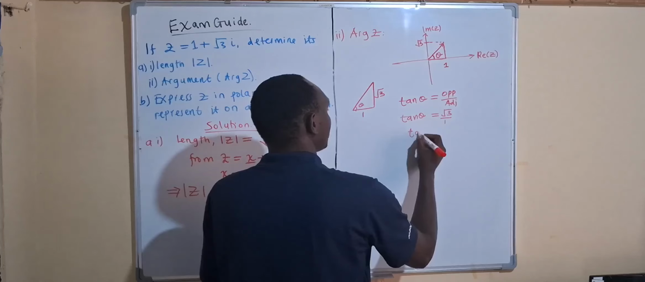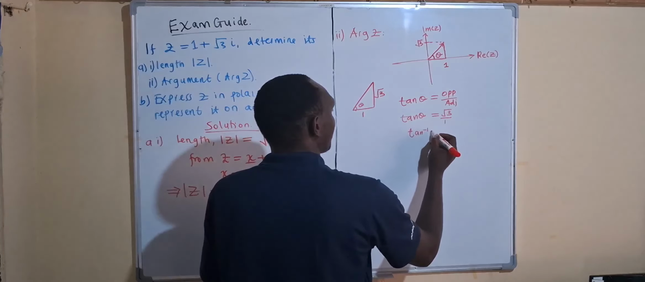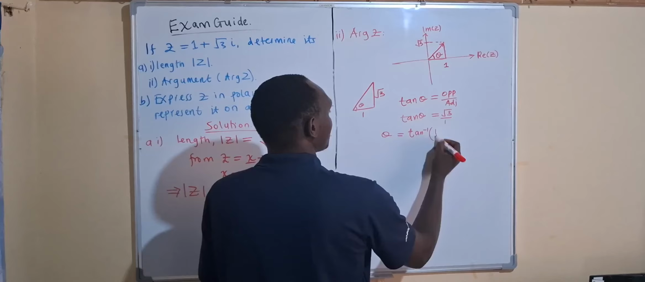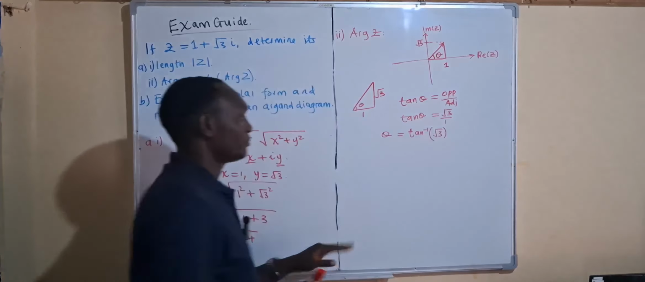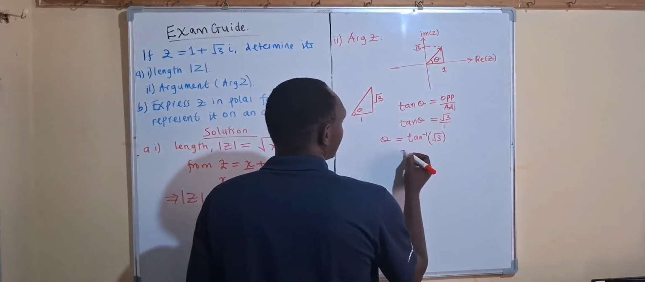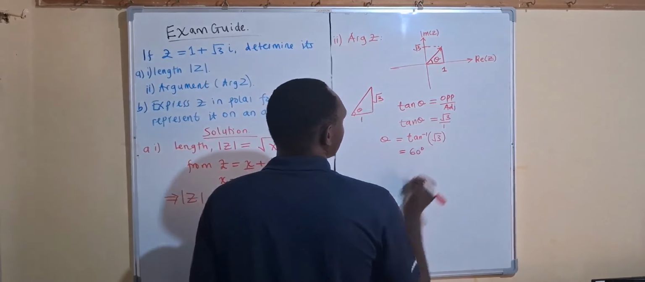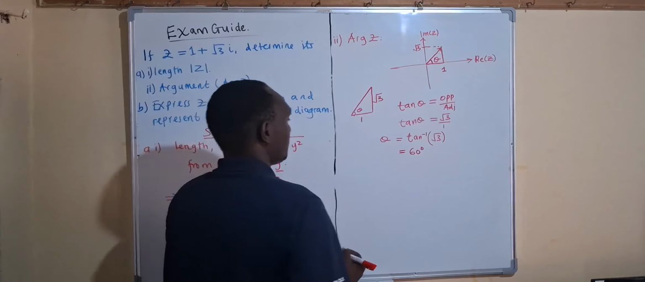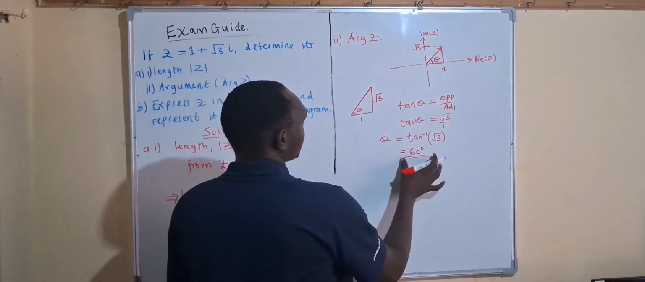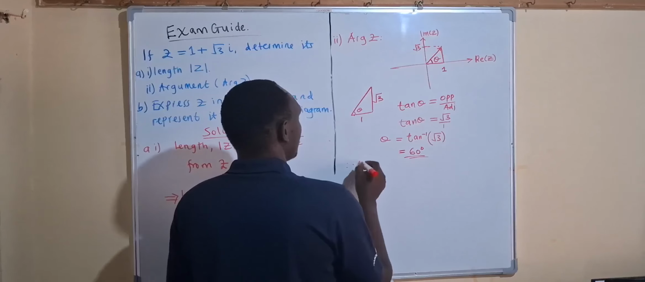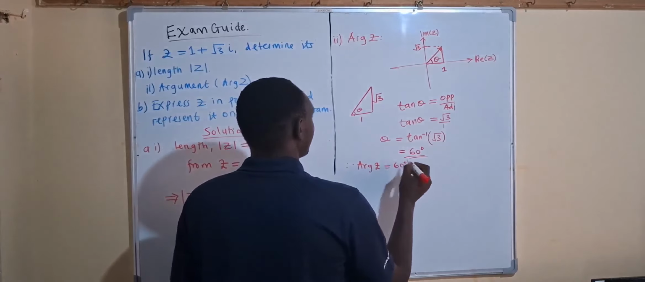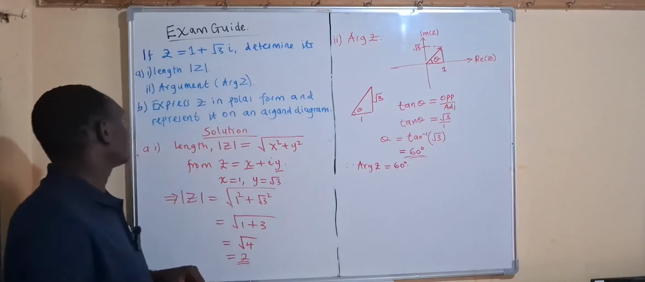So theta now becomes tan inverse of root of 3. And then you press your calculator. Tan inverse of root of 3 is 60 degrees. So this is the angle that the complex number z makes with the positive x-axis. Therefore, the argument of z is simply 60 degrees.